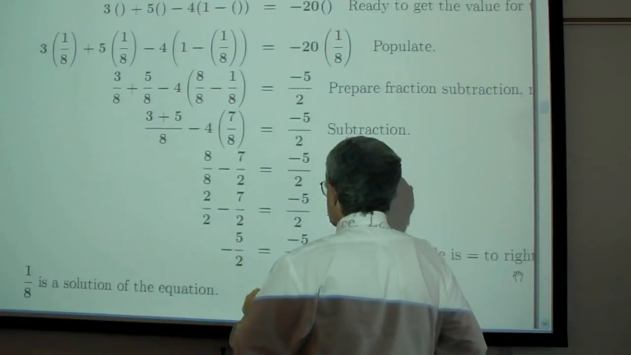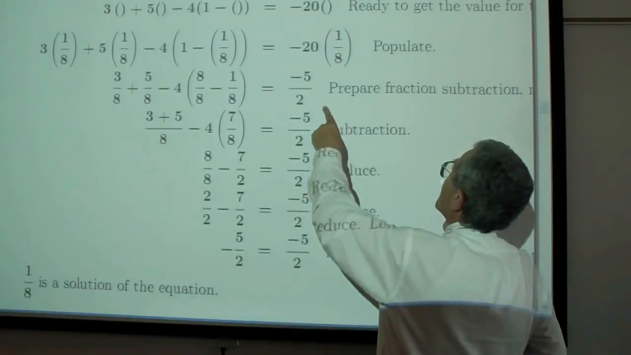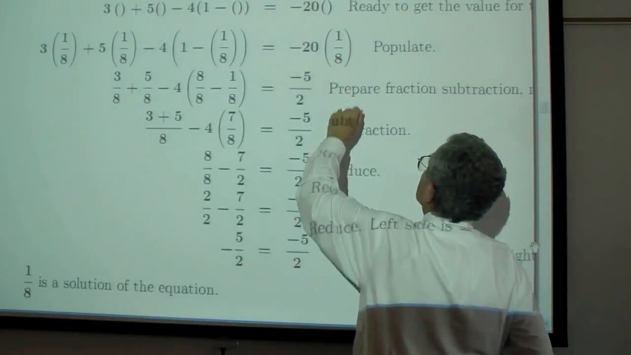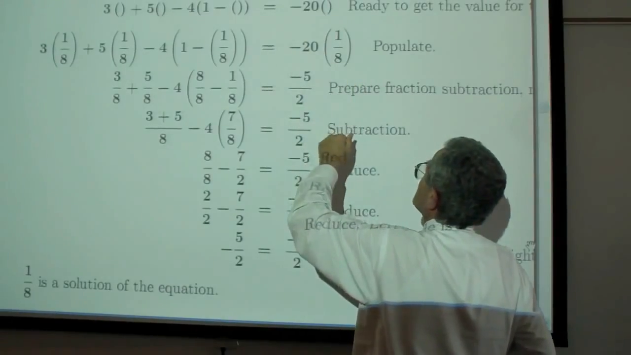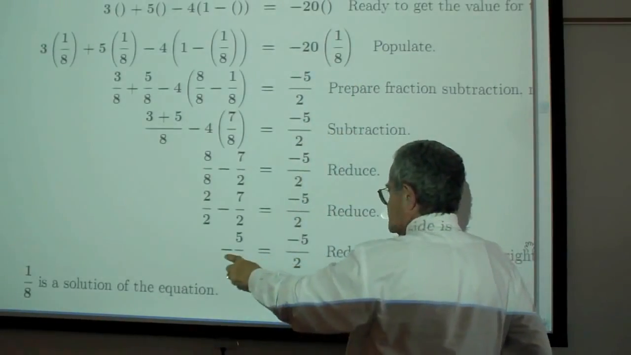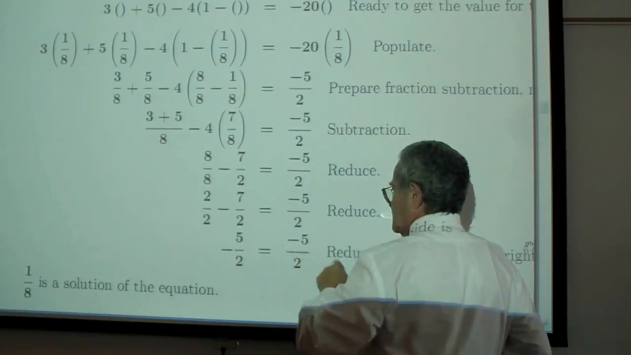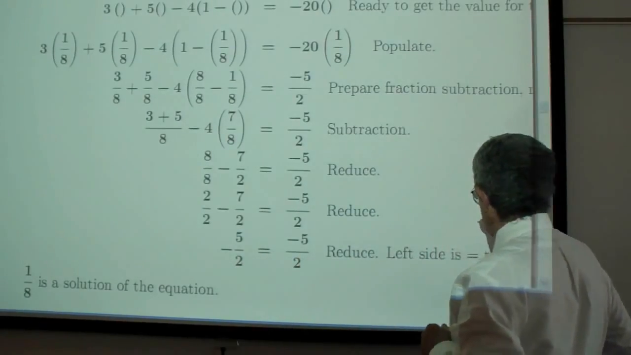And you're left with negative 5 over 2 on the left, and you started out with, after you divide by 4 over 4, after you factor out 4 over 4, which is 1, you're left with the same number, negative 5 over 2 on the left and negative 5 over 2 on the right.